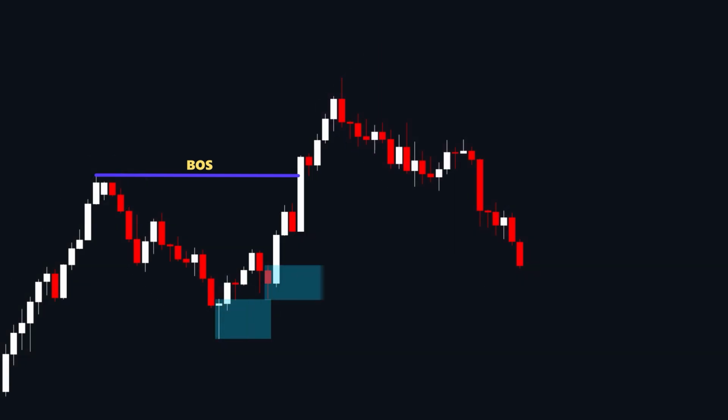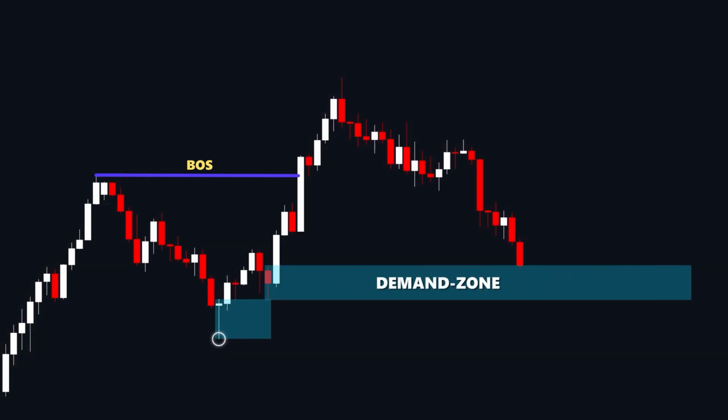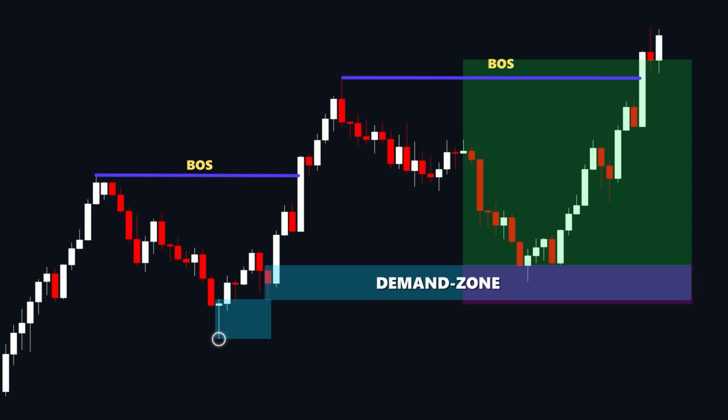Here's the important part. Price doesn't fall below the last low. That demand zone is still holding. The market is keeping its structure. Then suddenly, price finds support and moves up again, making a new high. That's a clear sign the uptrend is still strong. Smart traders wait for this pullback to buy, not after the big move has already happened.